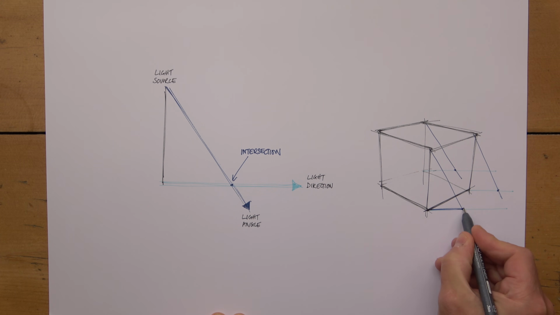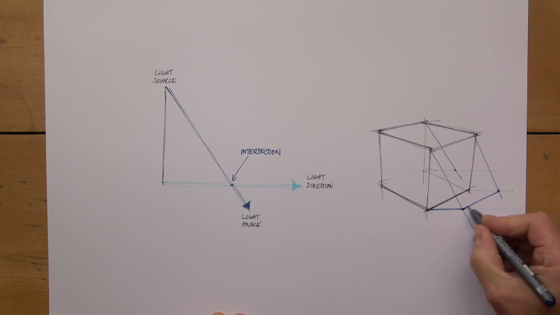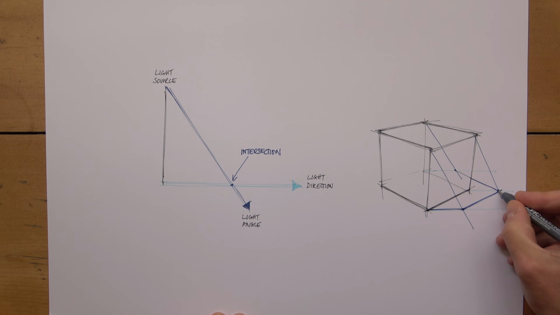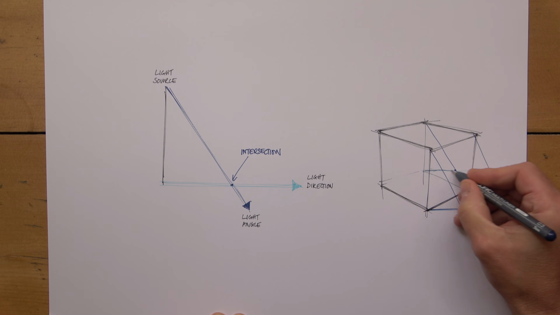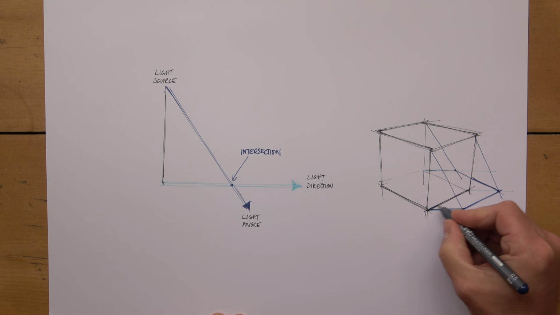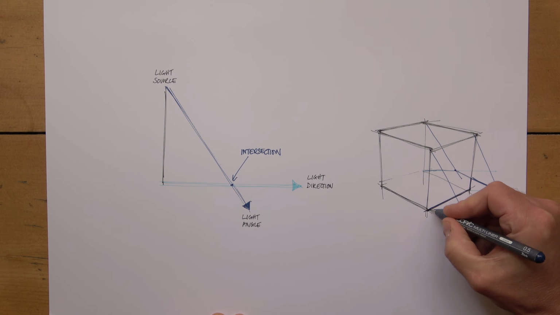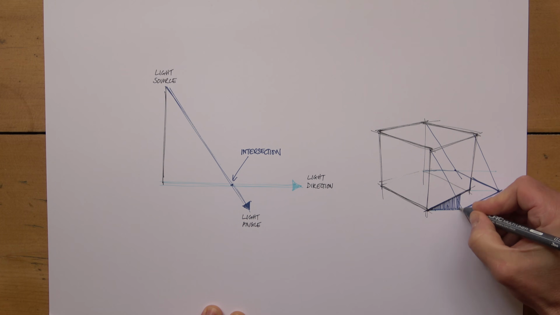So by joining up these points, we get the outline of the cast shadow. We can add a little line weight to the outline and then fill it with shading.